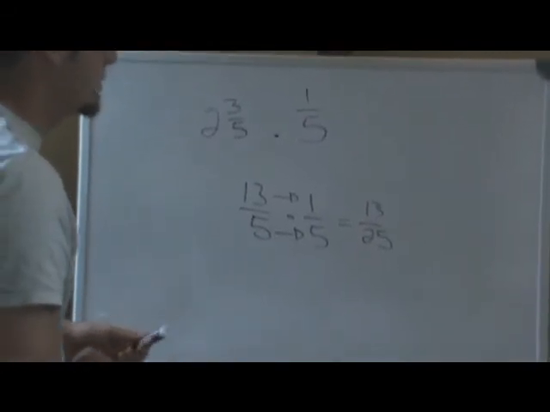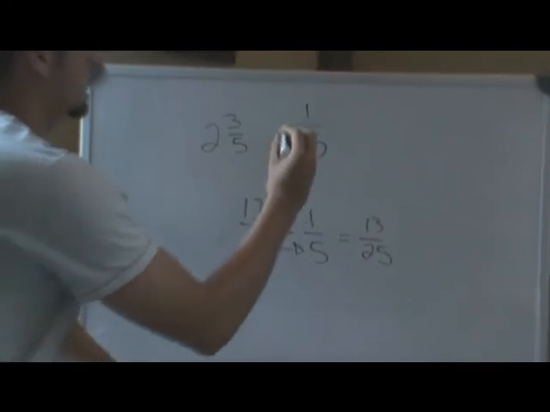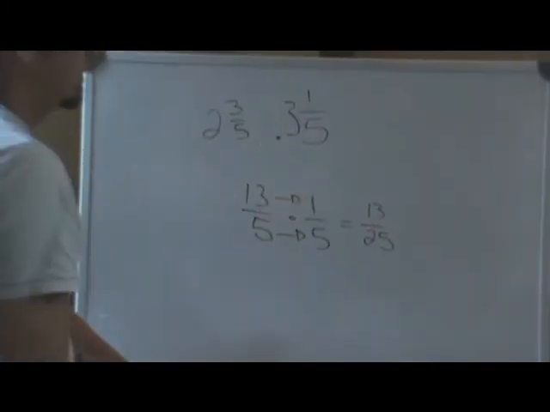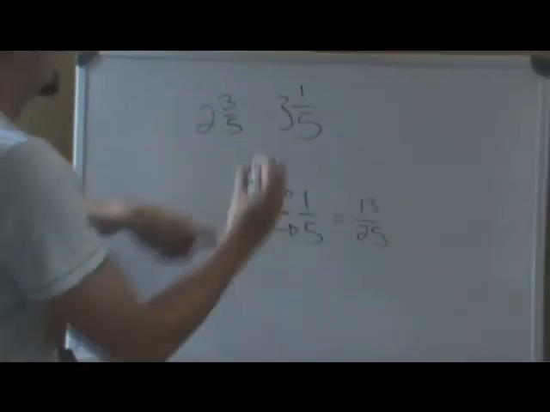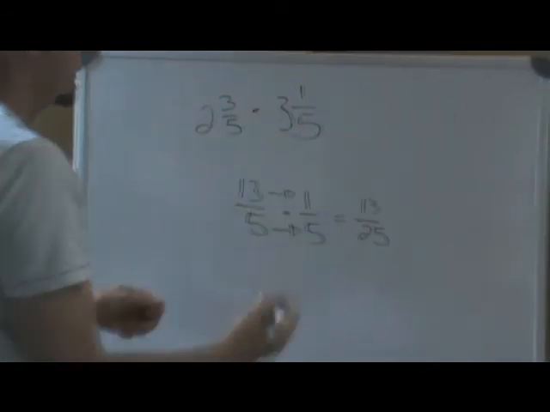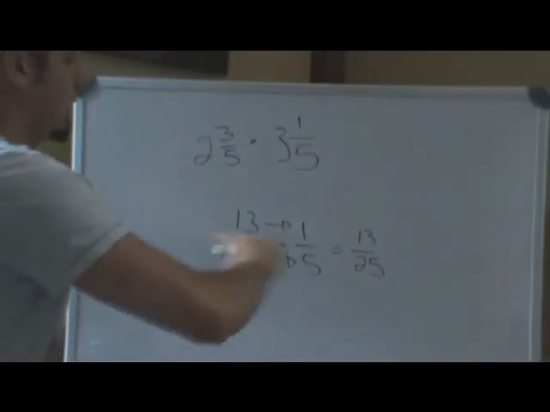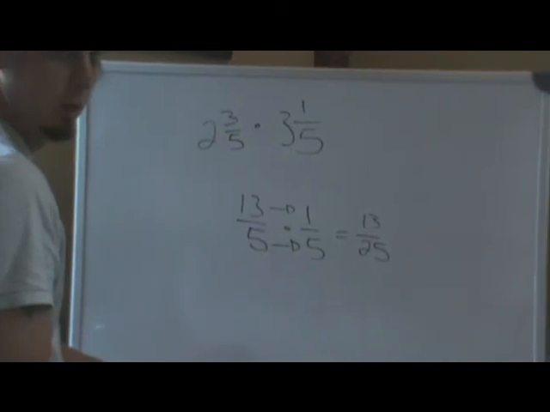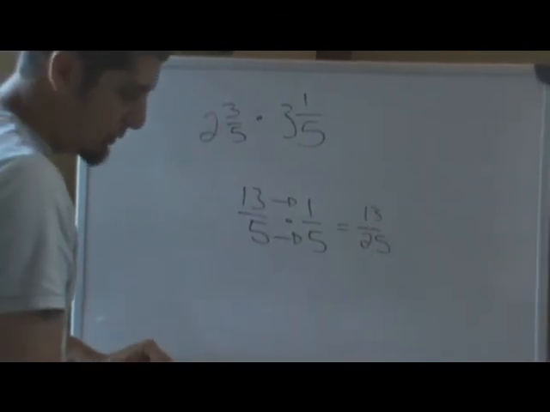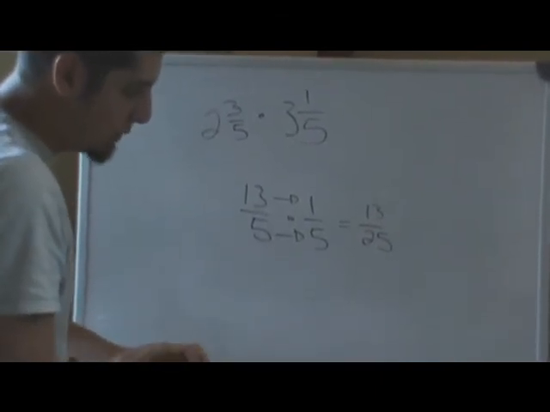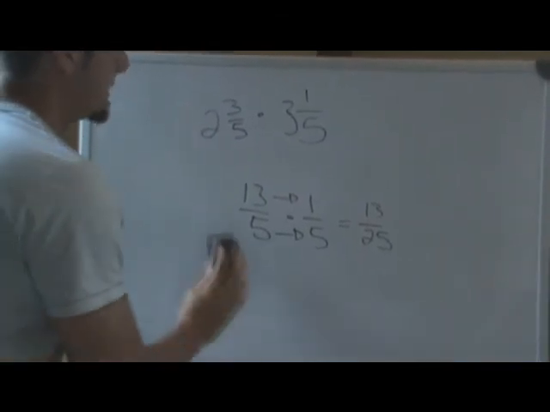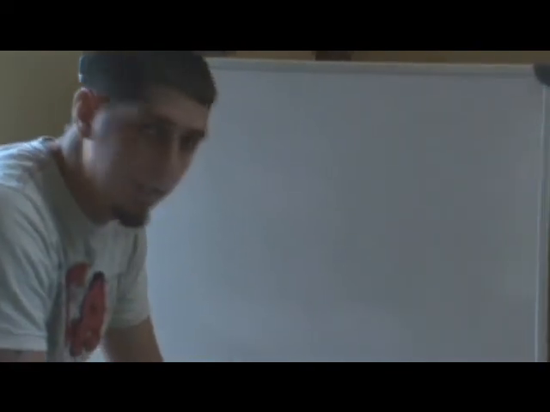Now, if you wanted to do two mixed numbers together, you would just turn both mixed numbers into improper fractions and then multiply straight across. So that's really all there is for this section. That was multiplying negative fractions and multiplying mixed numbers. In the next video, we'll be taking a look at multiplying algebraic fractions.